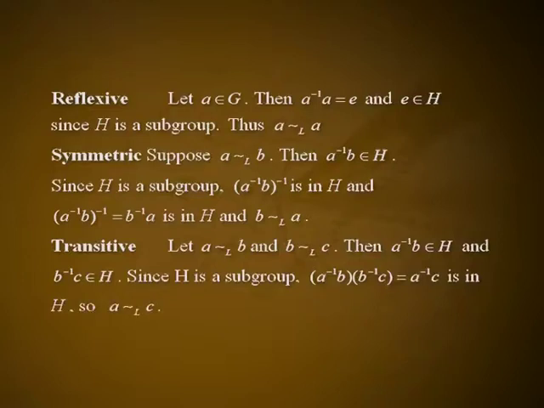So, a relation L c. Hence, relation L is an equivalence relation. The verification that relation R is an equivalence relation is left to the assignments. Remarks. In the additive notation, a relation L b if and only if minus a plus b belongs to H, and a relation R b if and only if a plus minus b belongs to H.